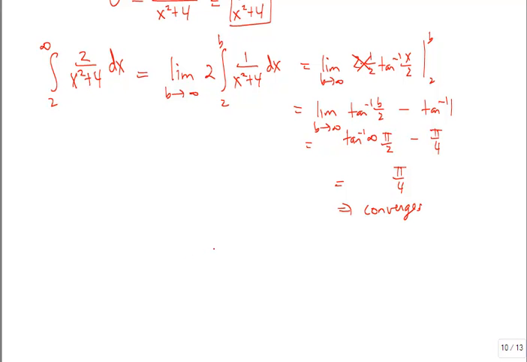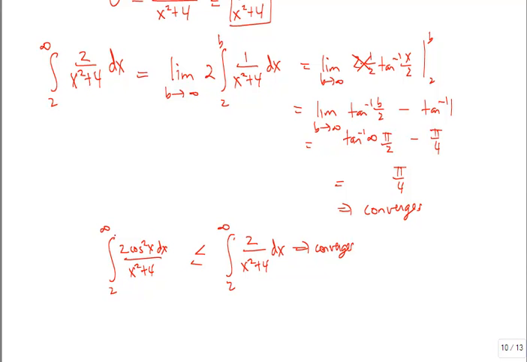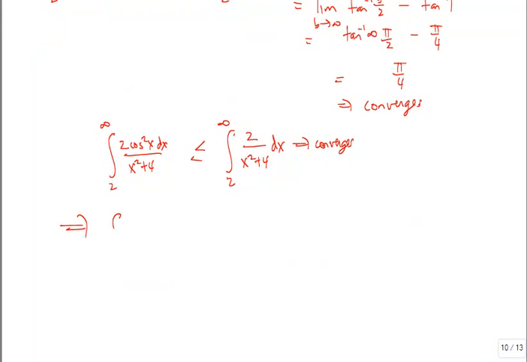So since the bigger integral from 2 to infinity of 2 over x squared plus 4 dx converges, and that is bigger than the one we're interested in, from 2 to infinity of 2 cosine squared x dx over x squared plus 4, since this is smaller, it's forced to converge as well. So therefore, this integral that we want to know about must converge also by the comparison test.